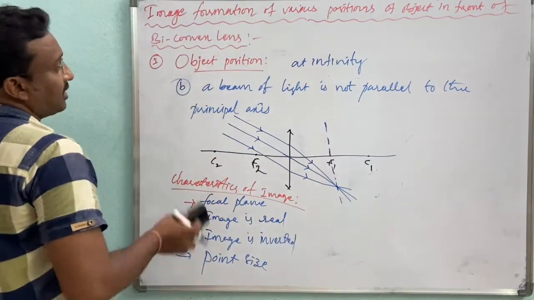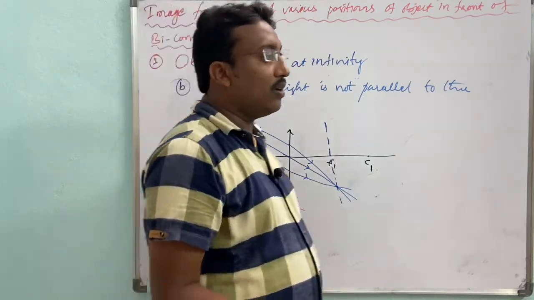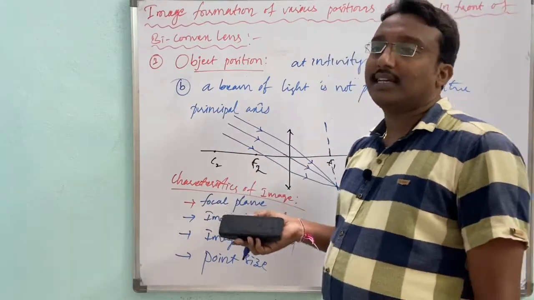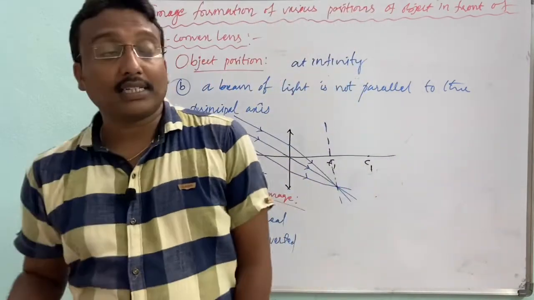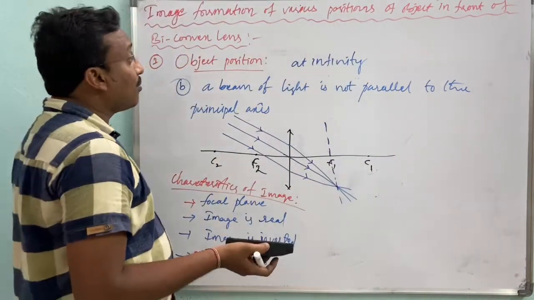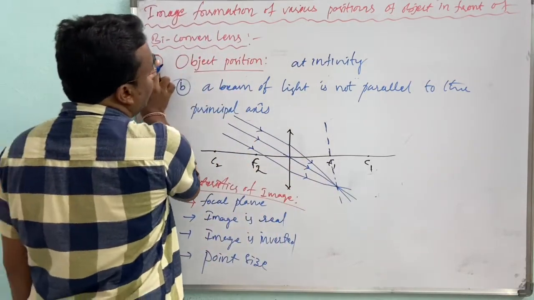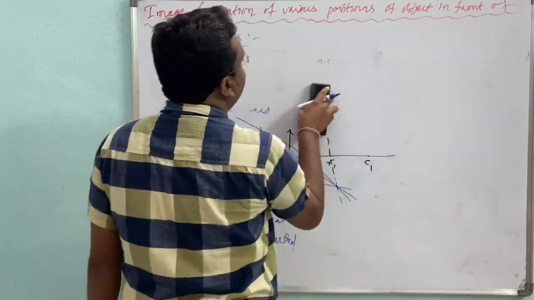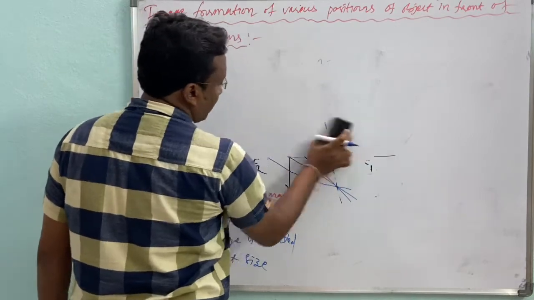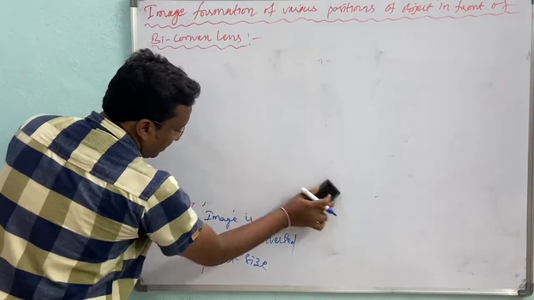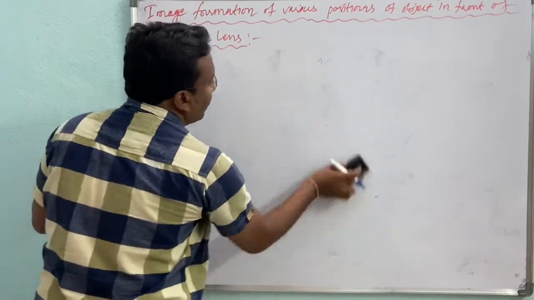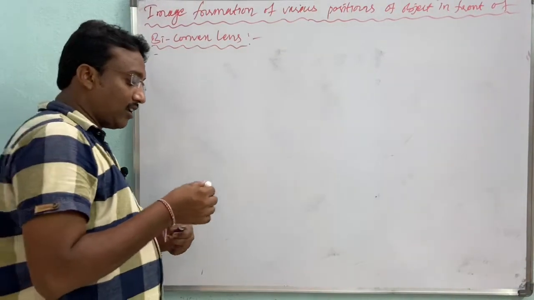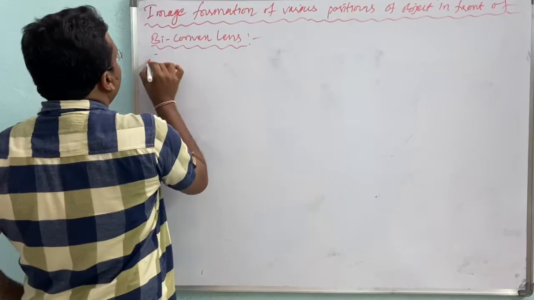These are the two positions. If the object is at infinity, we have two situations. One is if the incident ray, a beam of light, is parallel to the principal axis, and the second is a beam of light that is not parallel to the principal axis. This is one object position. Next, the position of the object we will take is beyond the center of curvature, but not at infinity. Beyond the center of curvature includes infinity also, but here the object is not at infinity but behind the center of curvature.